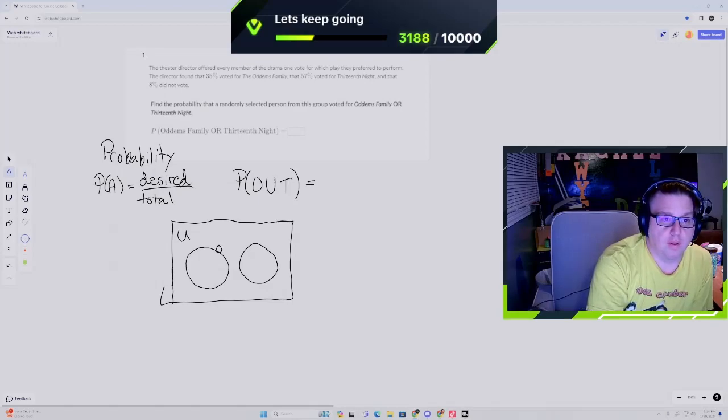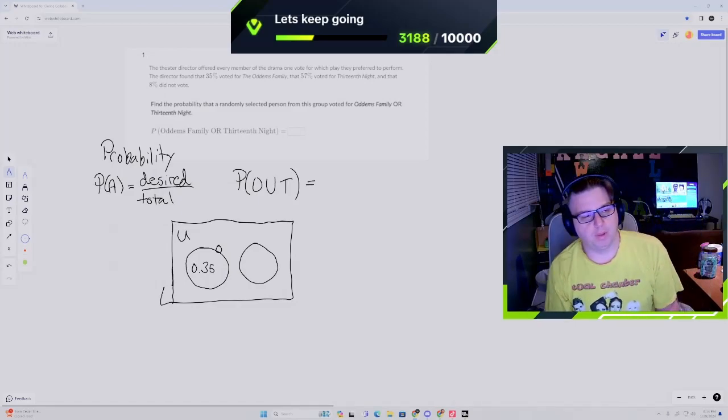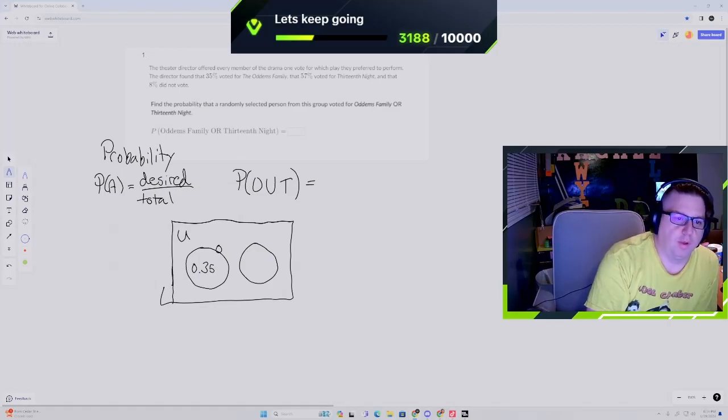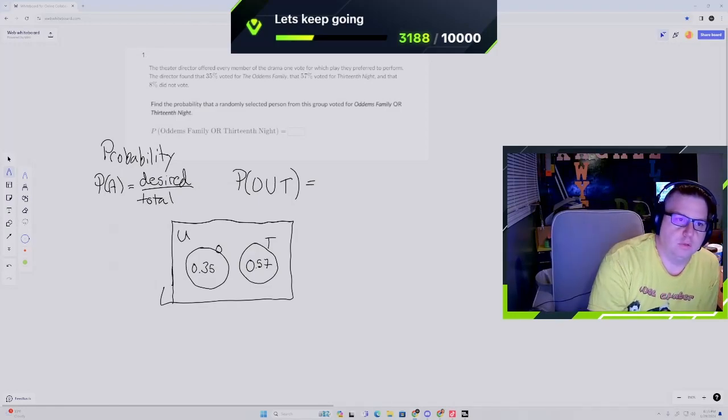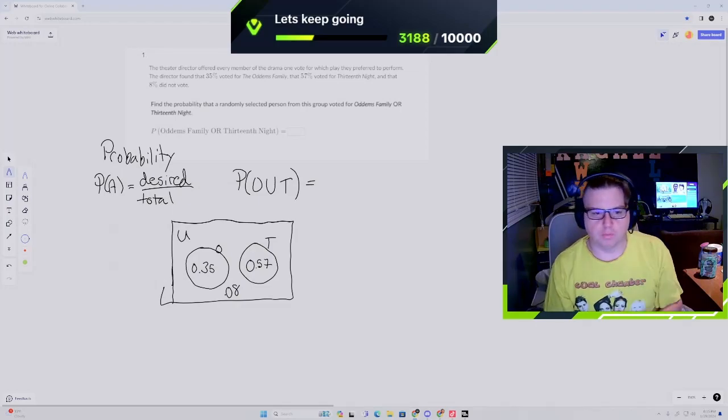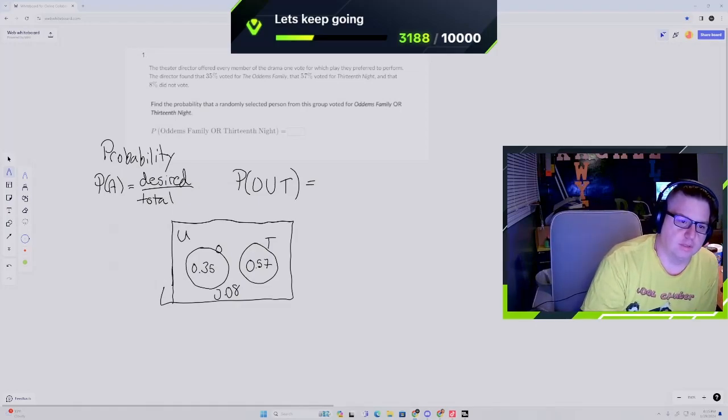And it said the director found that 35% voted for them. So if we turn that into a decimal, that would be 0.35. So that would be 35%. But 0.35 voted for Odoms family. Then for 13th Night, we show 57 voted for them. Now, there's also another 8% out here that didn't vote at all. So there's 8% out in the universe that didn't vote at all.